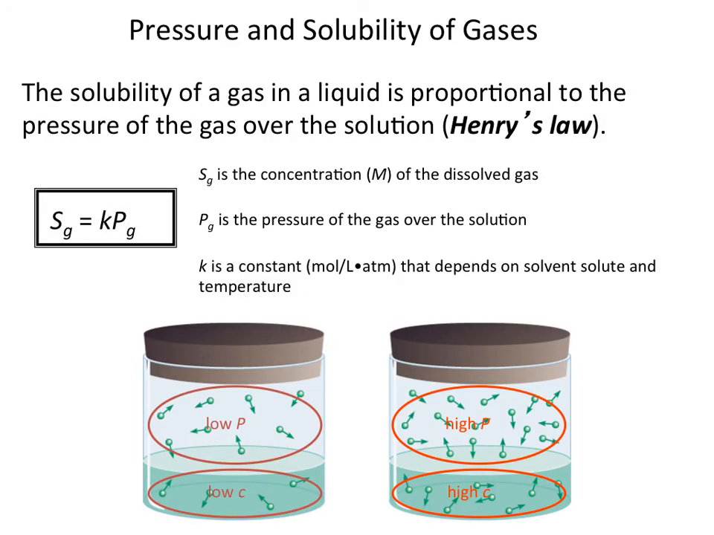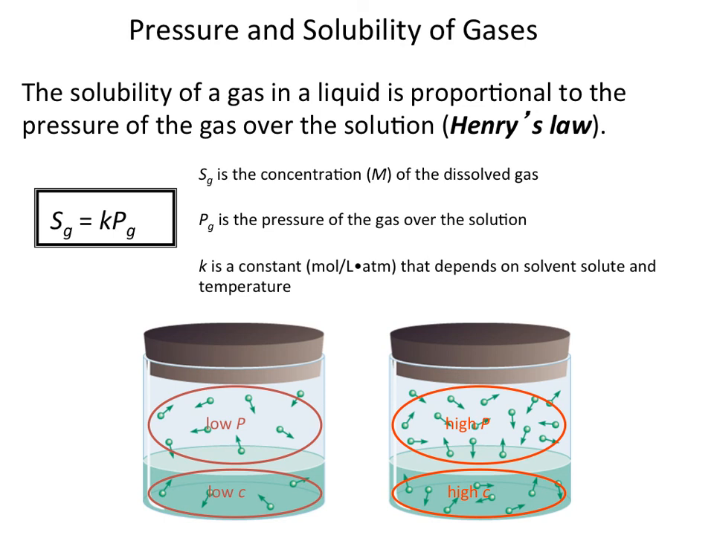So the pressure associated with the solubility of gases can be looked at with respect to Henry's law, which says that the solubility of a gas is going to be proportional to the pressure of the gas over the solution. So kind of what we already just talked about. However, here's a mathematical representation. S sub G represents the concentration in molarity of the dissolved gas. K is a constant, and it's going to depend on the solvent, solute, and temperature. So that's something that I'll typically give you. And P sub G is the pressure of the gas over the solution.